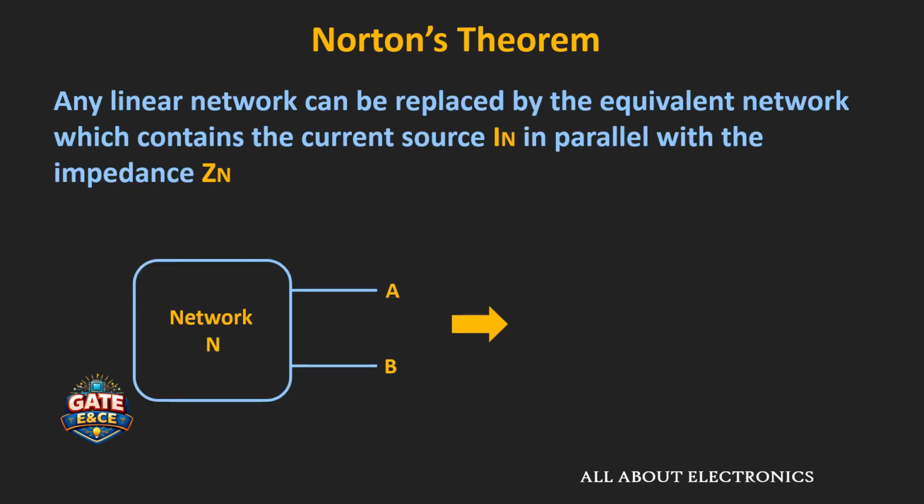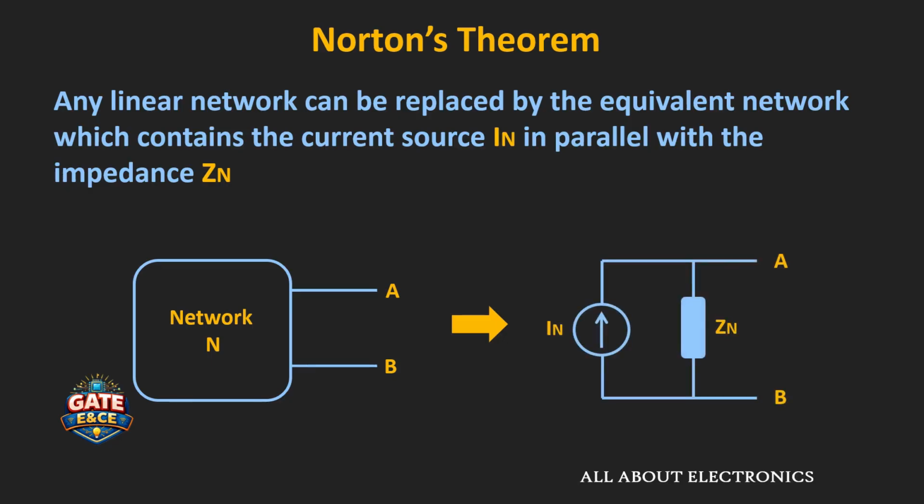So according to this Norton's theorem, any linear network can be replaced by the equivalent network which contains the current source in parallel with the impedance. So let's say there is some network N, and using this Norton's theorem, it can be replaced across these two terminals by the equivalent current source IN in parallel with the equivalent impedance. So here IN is the short circuit current, and it is the current which flows through these two terminals A and B when they are short circuited.